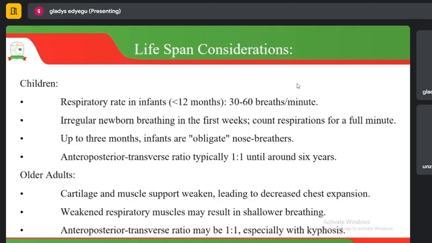Then irregularity is more of the newborn. So irregular breathing in newborns in the first weeks. You count the respirations for a full minute. People, when told to count for 1 minute, decide to count for 15 seconds and then multiply by 4, or they count for 30 seconds, then multiply by 2 to get 1 minute. But I always encourage most of my students not to do that. If they say 1 minute, give time to your patient and count for 1 minute.